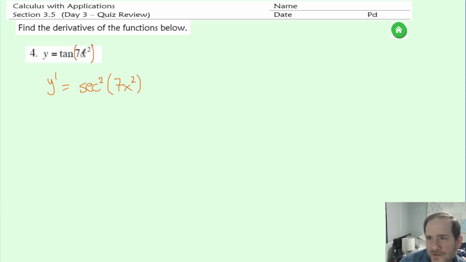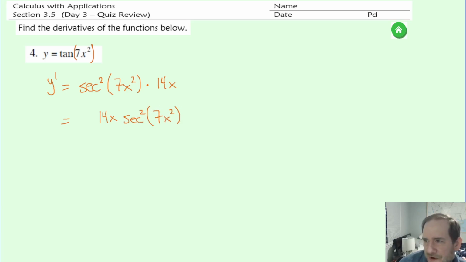And now that we're done differentiating that outer function, multiply by the derivative of that inner function, which is just a 14x. And then just reorder things. You'd put the 14x in the front as a coefficient, the secant squared at the end.